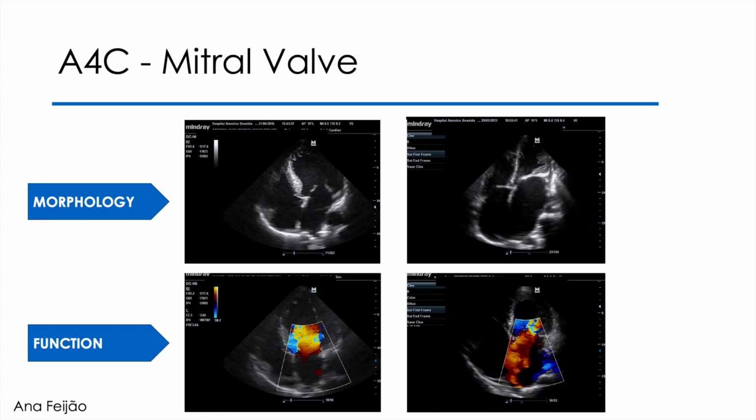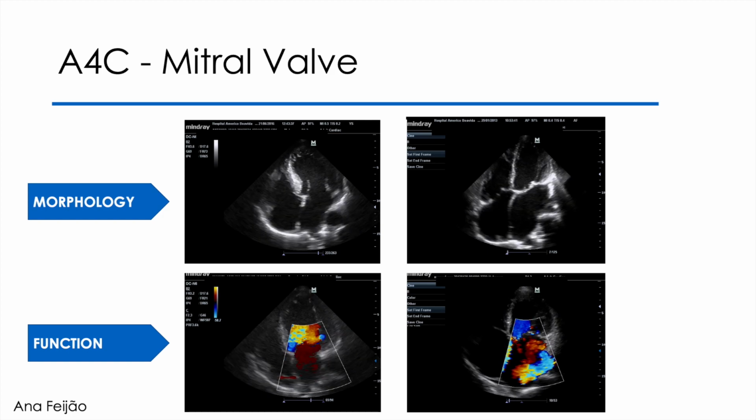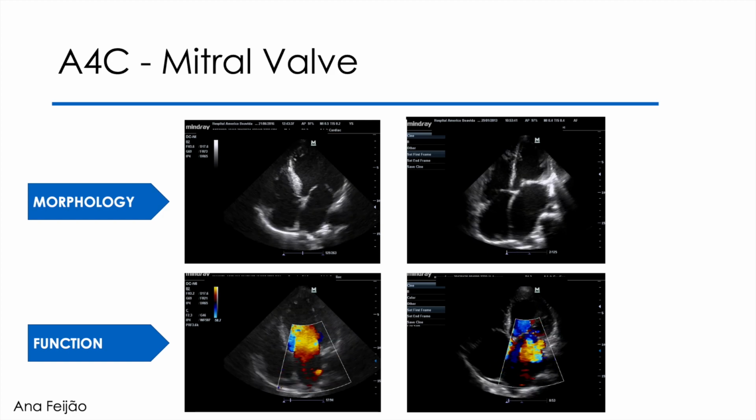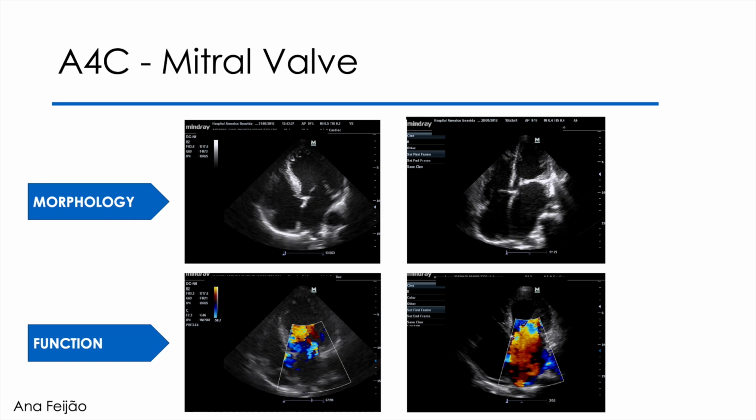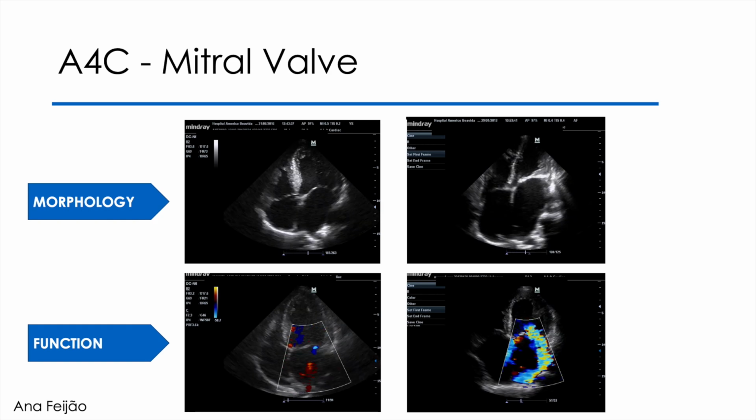If there is a significant regurgitation, I can calculate the PISA and the regurgitant volume, here using the PISA method, but these are theories for another video.